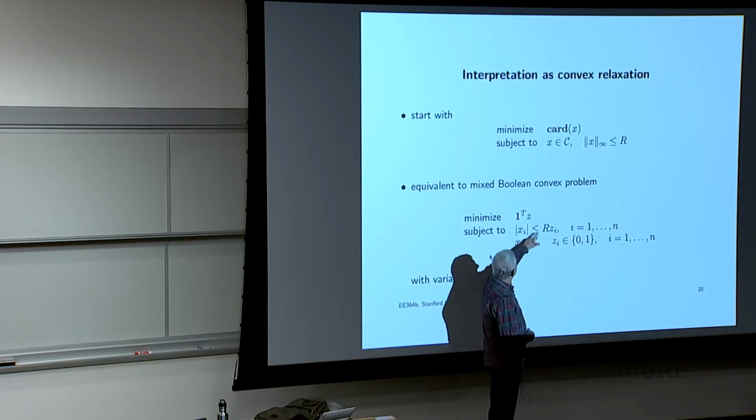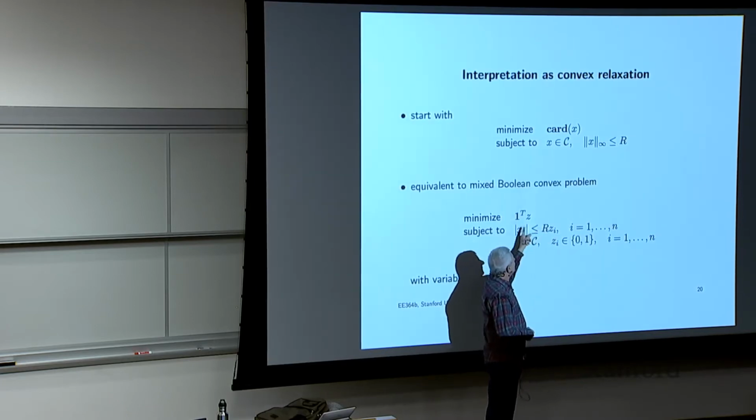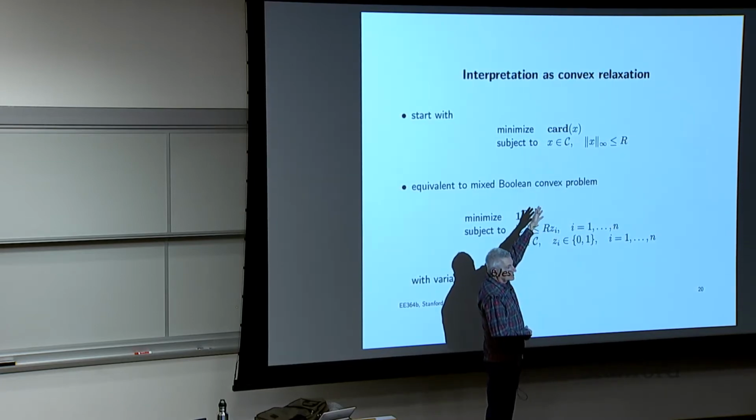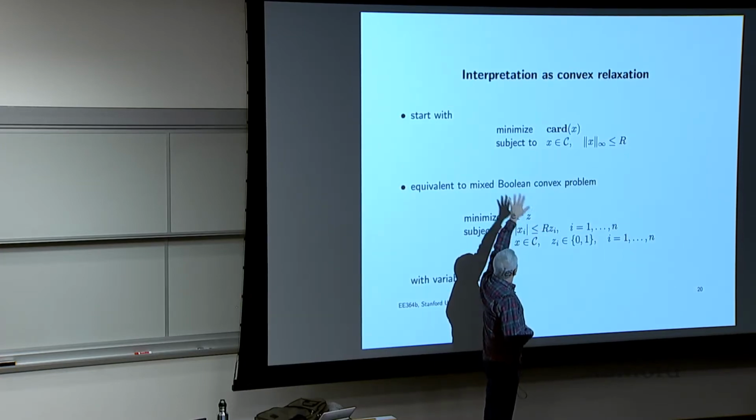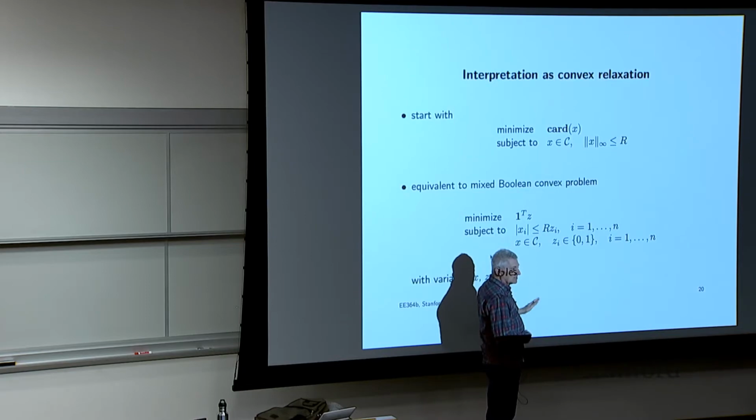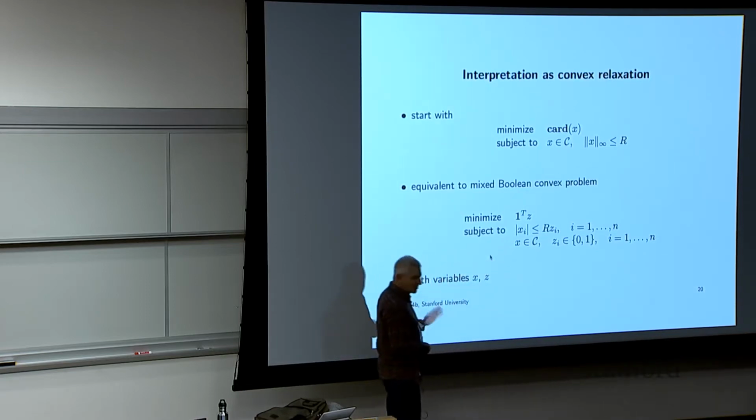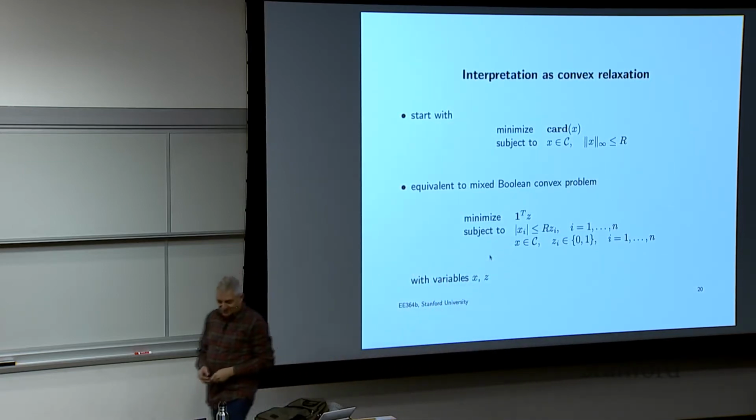And we're going to write the constraint that xi is less than r this way. And what this means is if zi is 0, it means xi is 0. If zi is 1, we express the idea that it's less than r, right? So this problem is completely equivalent to that one, right? They're not identical, of course, they're equivalent.